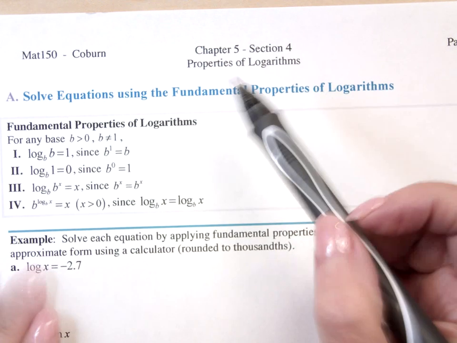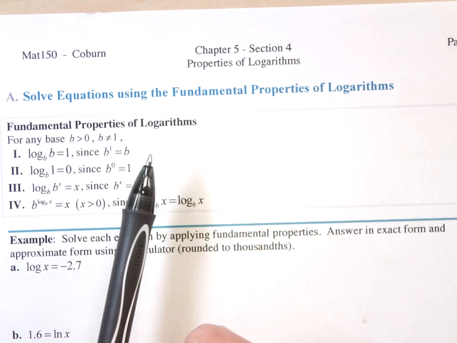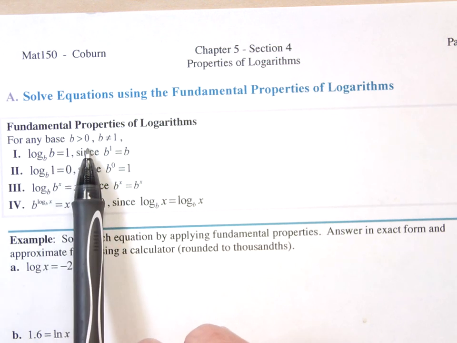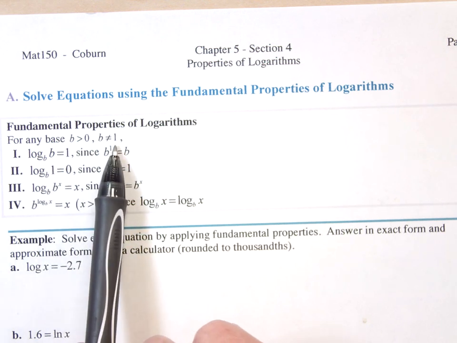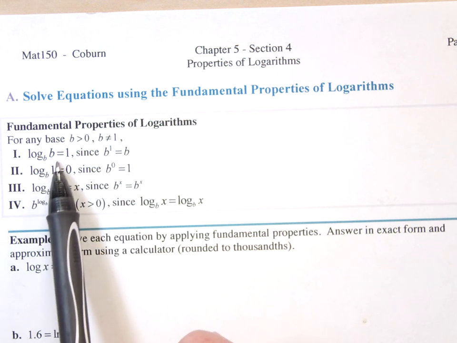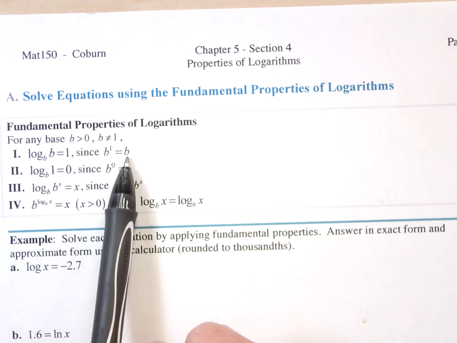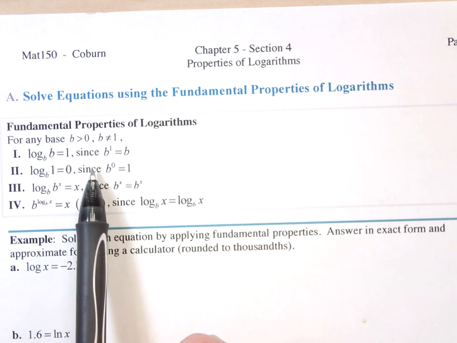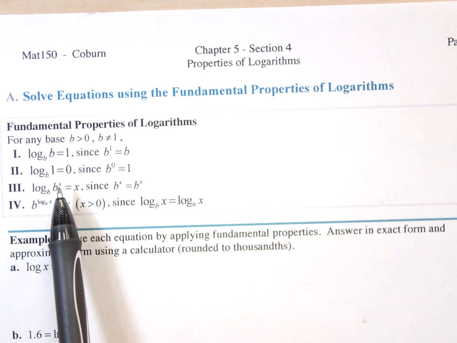Okay, properties of logarithms. These are the fundamental properties of logarithms. It says for any base b greater than 0, b can't be 1. Log base b of b is 1 since b to the 1 equals b. Log base b of 1 is 0 since b to the 0 is 1.